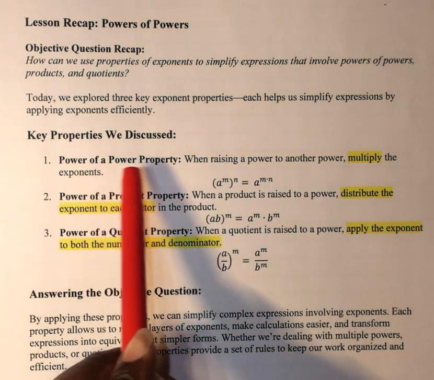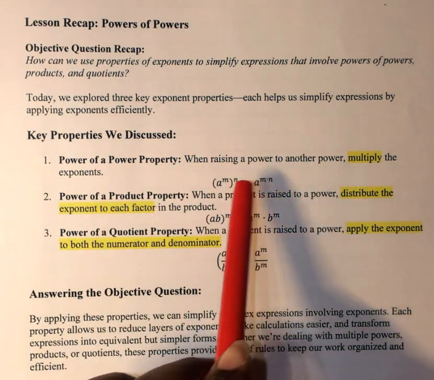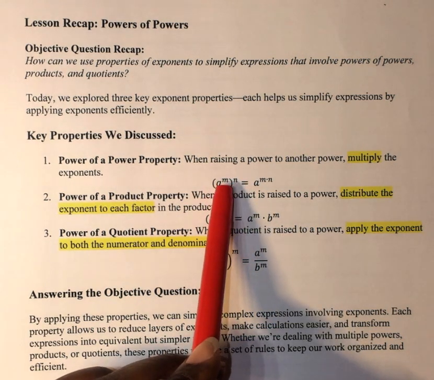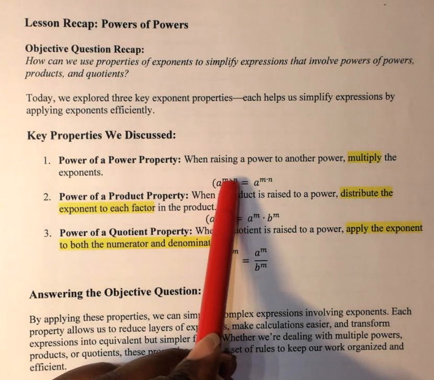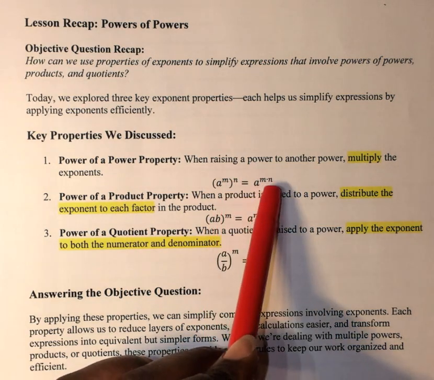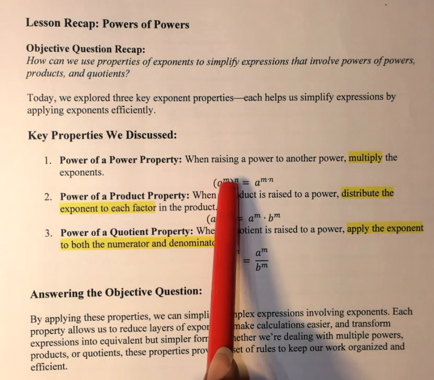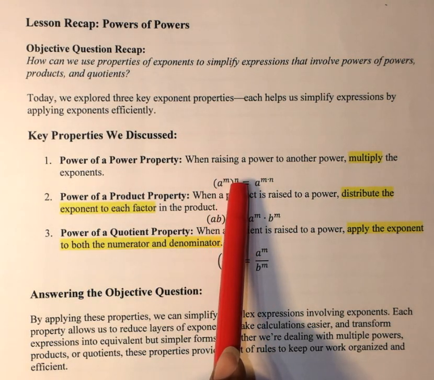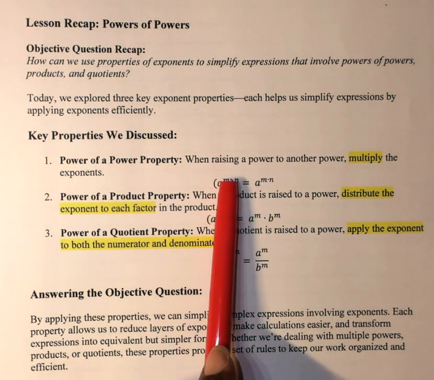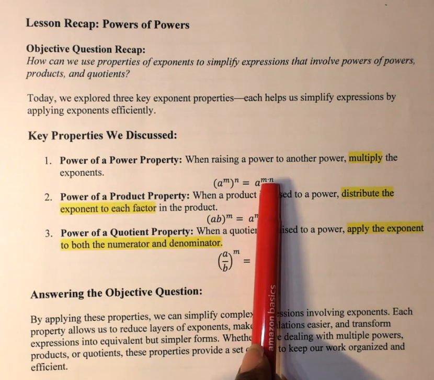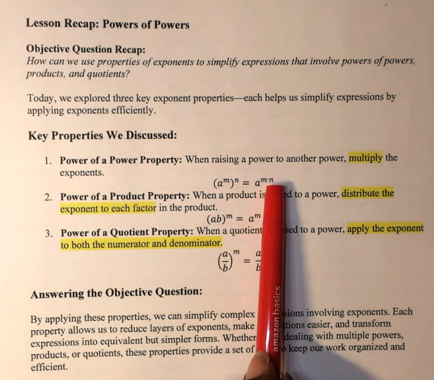So, the power of a power property. Remember, that's when we have a raised power being raised to another power, and we simply take the base and we multiply the two exponents by each other. So in this example, we had a to the power of m raised to the power of n. And so what we did is we took the m and the n, we multiplied those two together, and so we come out with a to the power of m times n.